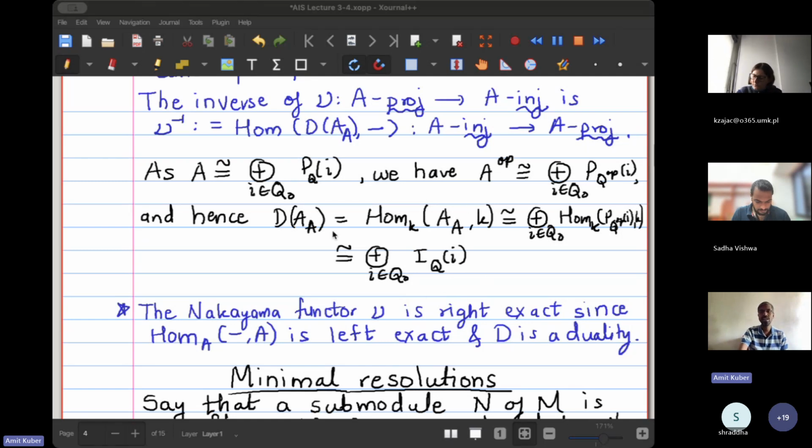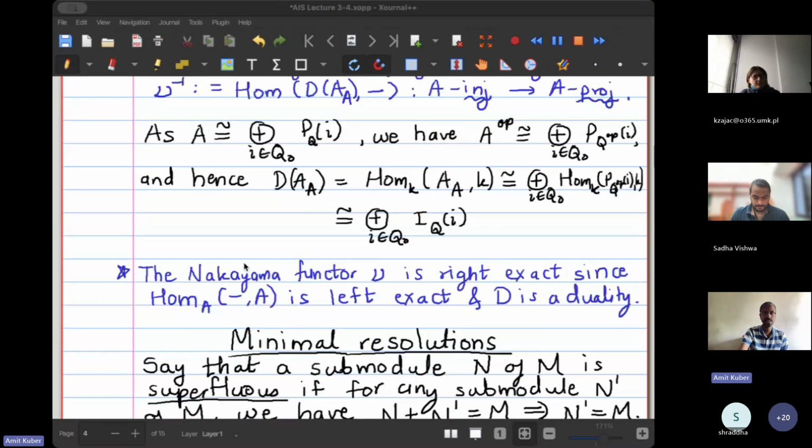If you remember earlier, A is isomorphic to the direct sum of all the projectives, whereas this other object, DA, is isomorphic to the direct sum of all the injectives, which sort of makes sense. I'm not going to prove this, but I hope this idea is clear.